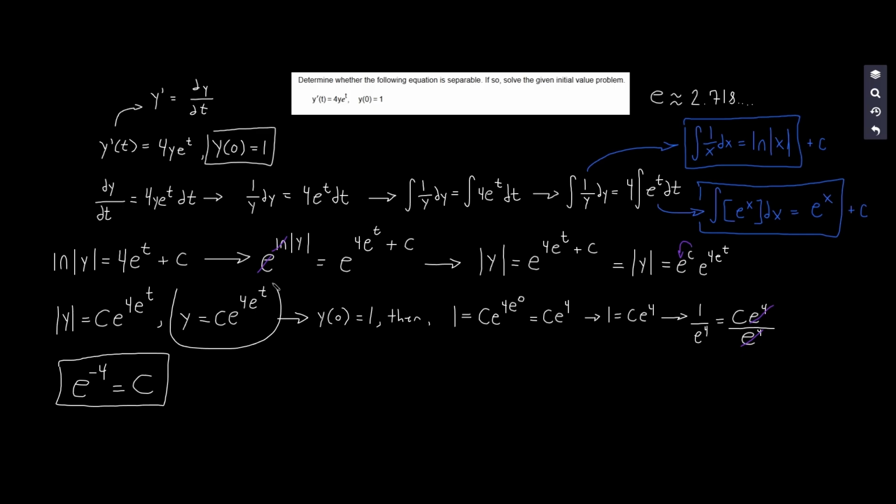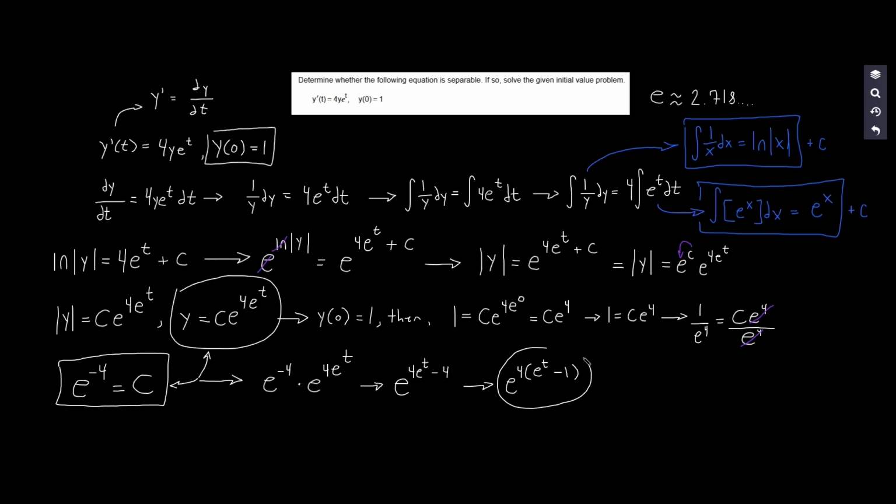And since this is our solution, we can put these two together, and we'll just substitute e to the negative 4th where c is. And then this can get simplified further because these are both the same. They both have the same base. And then we can simplify this even more if we want to factor out 4 from each term here. And this will be the solution for the initial value problem.